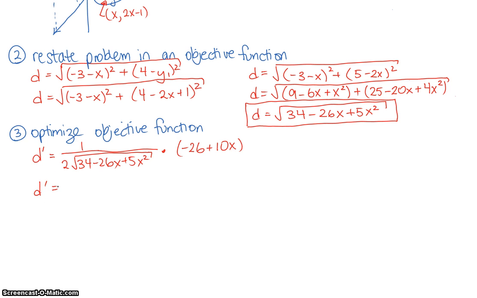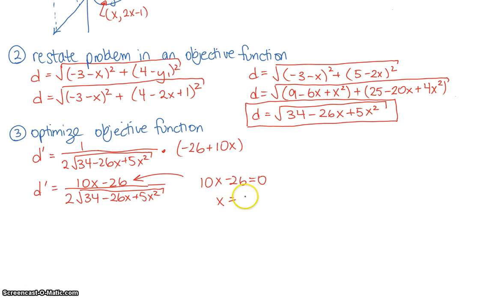Working with this derivative, we also want to find the min-max now, so we have to find the zeros. If we have 10x minus 26 as our numerator, and 2 times the square root of 34 minus 26x plus 5x squared, what will actually make this equal to 0? Well, if you look at your numerator, 10x minus 26 equal to 0 gives x equals 13 over 5. The denominator will help us with our non-permissibles, the top will give us our zeros. So that's going to be our x value for finding the minimum.